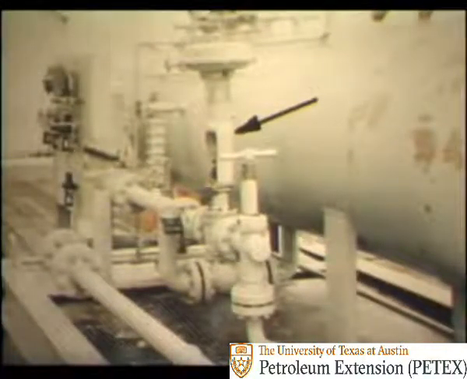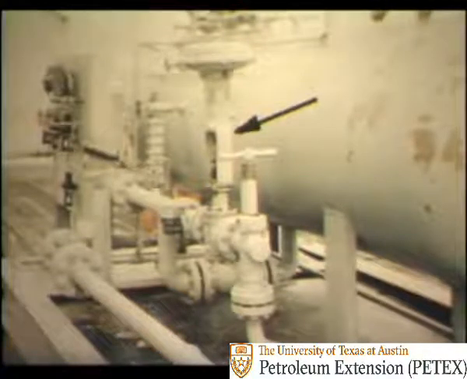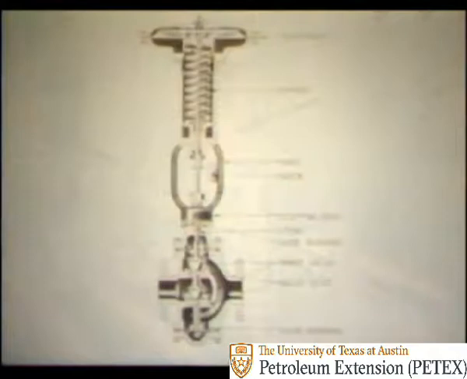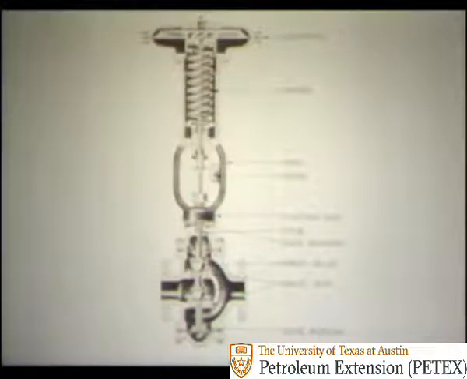Now let's direct our attention to the other major part of the control loop, the control valve. This is a cutaway of a typical control valve. Note that the major parts of the valve are identified. Starting at the top, there is the control air inlet, the diaphragm, the spring, the yoke, and the index to show the position of the valve. These items make up what is commonly referred to as the actuator or motor of a control valve.